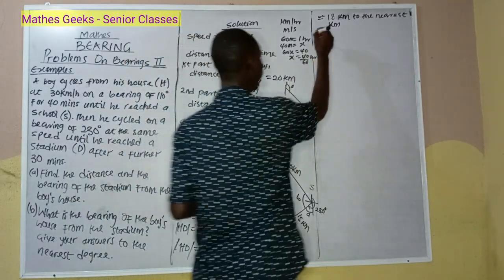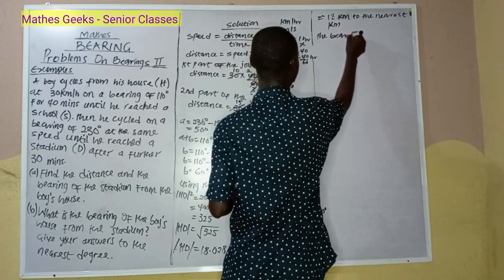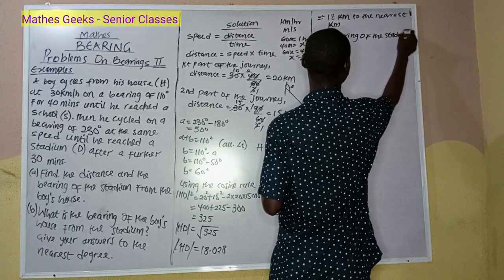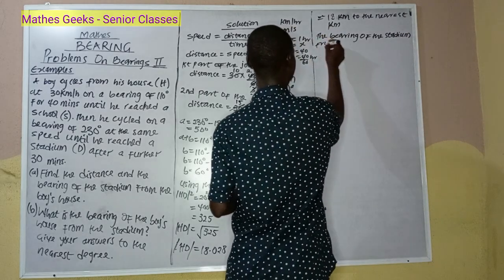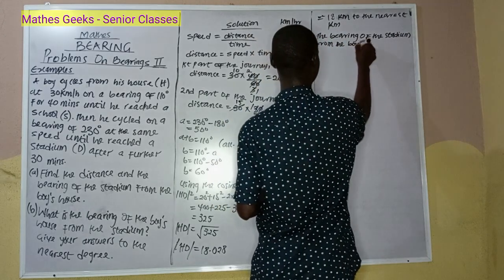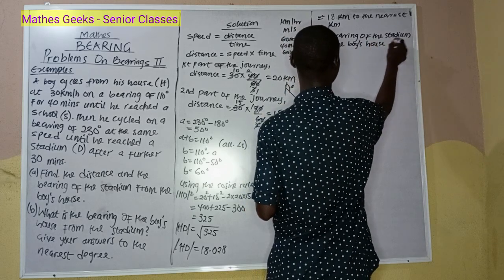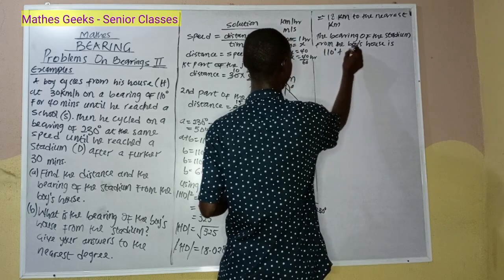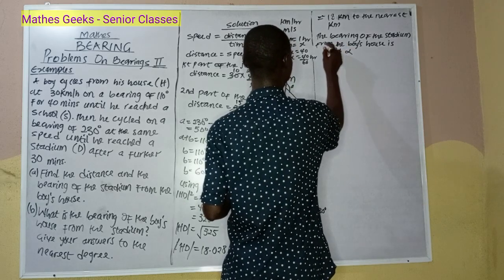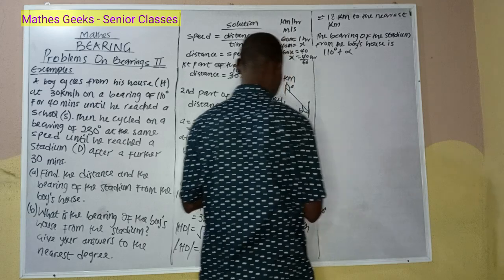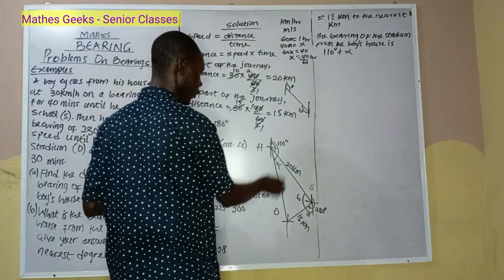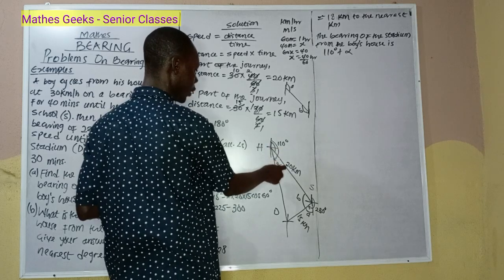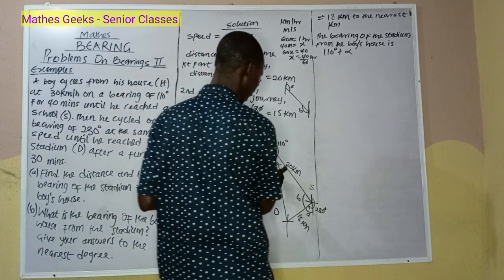So we're going to say the bearing of the stadium from the boys' house is 110 degrees plus alpha. So alpha plus 110 degrees will give us the bearing, because from the north to this line includes 110 degrees plus this angle of the triangle. So let's get this angle of the triangle.